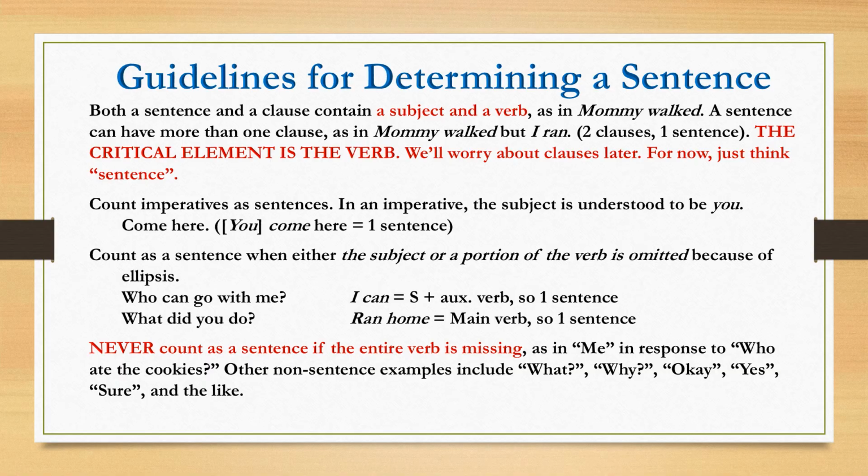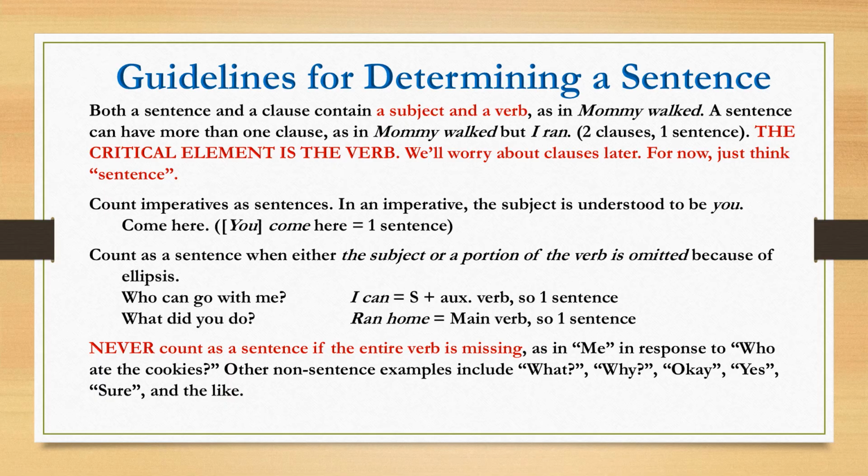Oh no, more rules! It's okay. Calm down. Hopefully this will be a review. Although a sentence consists of a subject and a verb, the verb is really the critical element. Without the verb, there is no sentence. If you remember that the verb is critical, you'll be fine. Just relax, breathe, you can do this.